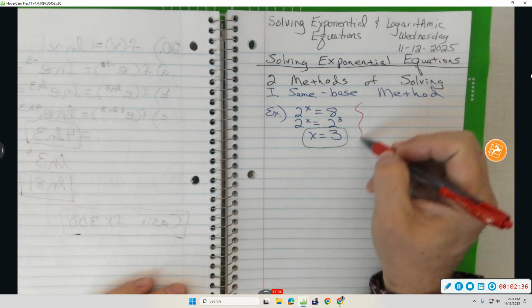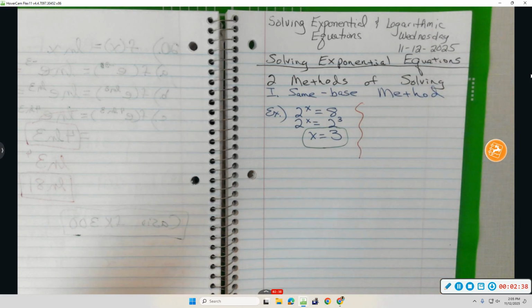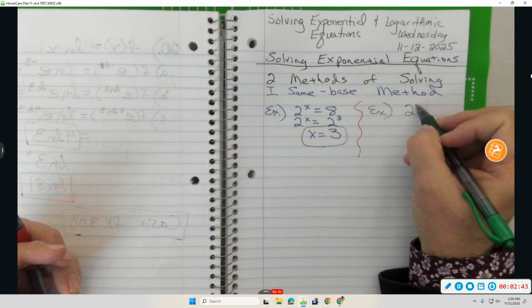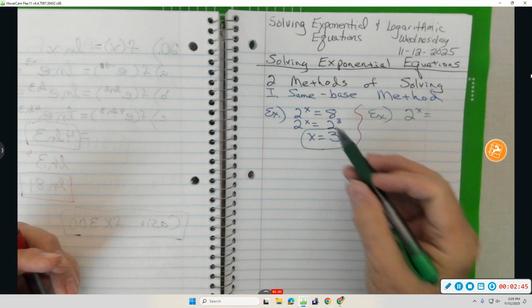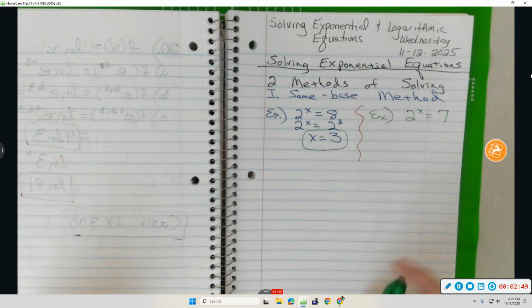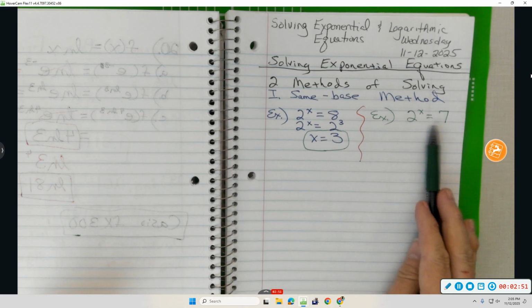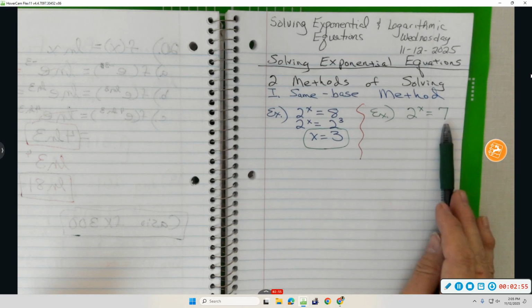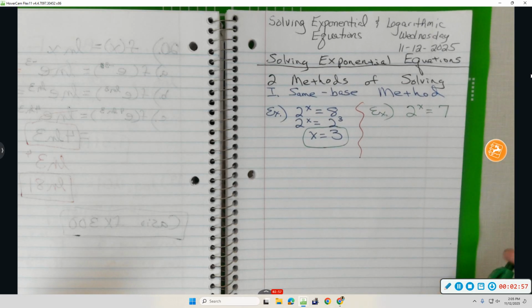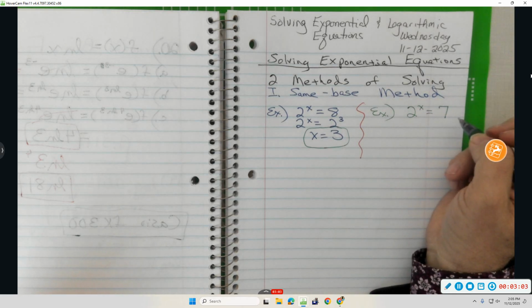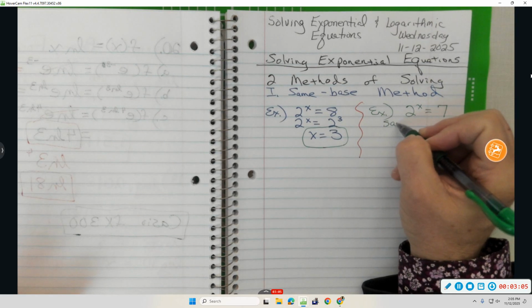Suppose we had something like this example. 2 to the x is equal, instead of an 8, suppose we'd had a 7 there. 7 is a prime number. 2 is a prime number. Are we going to be able to get a common base? No, you cannot get a common base in this situation, so the same base method fails.